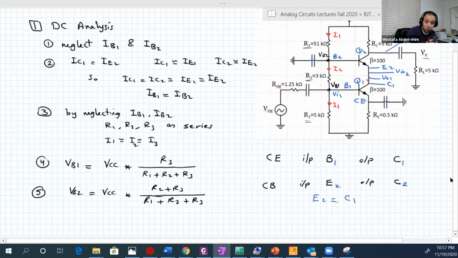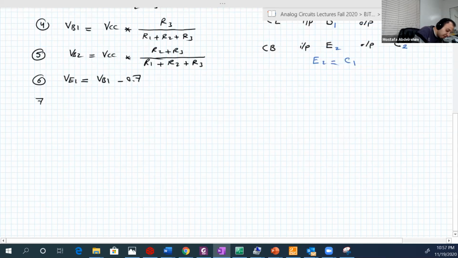Now we want to determine IE. So here is V base 1. You know that the voltage drop here is 0.7. So VE1, the voltage here, is equal to V base 1 minus 0.7. And since you determined VE1, simply IE1, which is IE2, which is IC1, which is IC2, equals VE1 over RE.